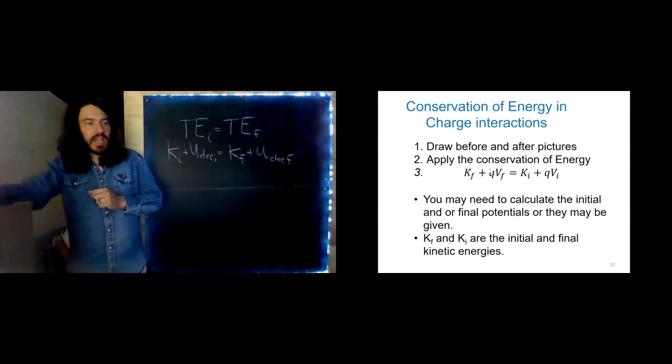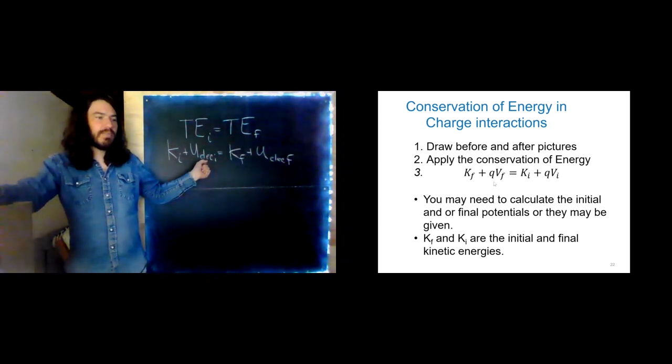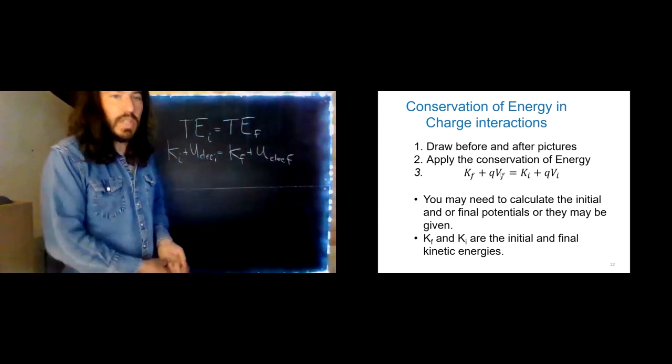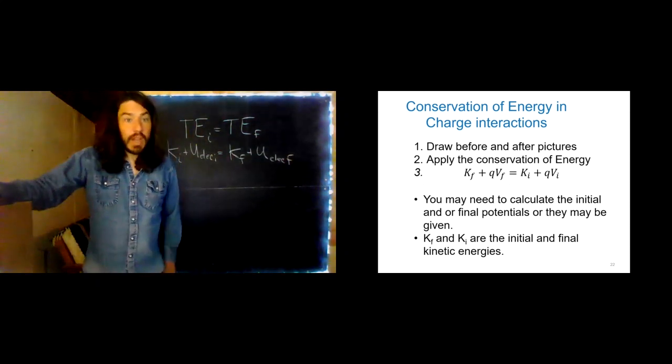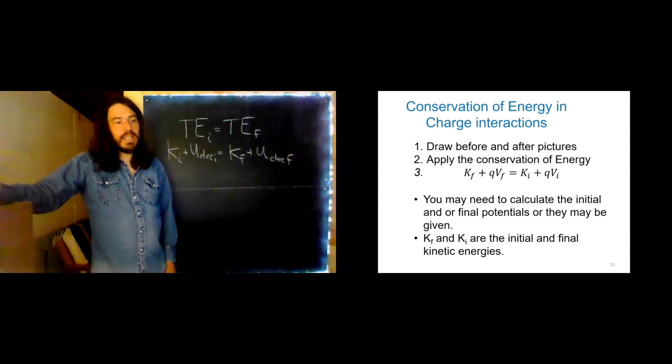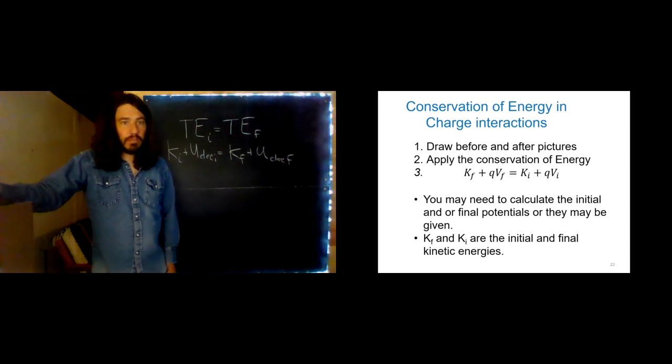This says the total energy finally must equal the total energy initially. Now notice the difference between this PowerPoint equation and what I've got here is I've simply plugged in Q times V equals U. And we get this equation on the PowerPoint. Now a couple of notes. You may need to calculate the initial and final potentials, or they may be given. For starters here in these next few problems, we're going to give it to you, but eventually you may need to calculate it using some other things. And as I stated, Kf and Ki are the initial and final kinetic energies.